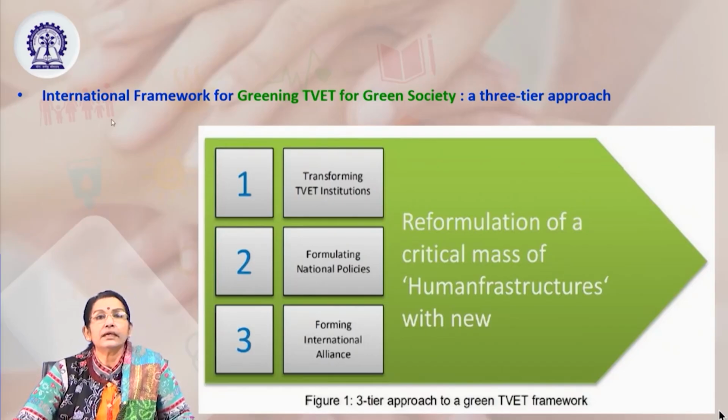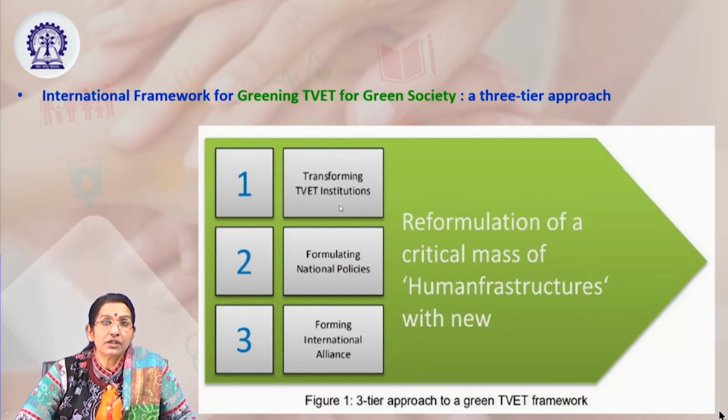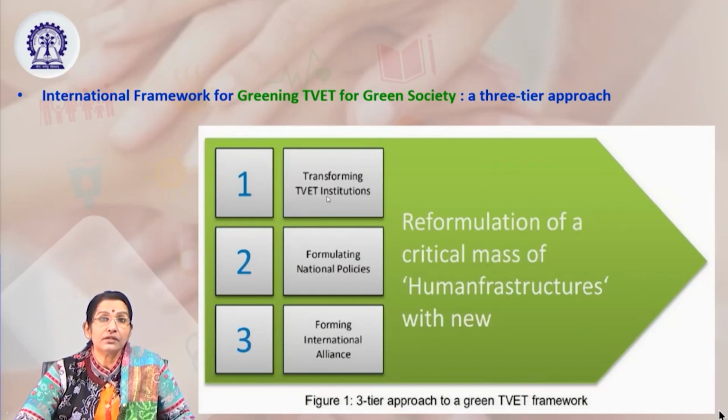They have adopted a 3-tier approach for the green TVET framework, that is reformulation of a critical mass of human infrastructure with a new approach. When we are talking about infrastructure, now it is human infrastructure. With the new approach, first is transforming the TVET institutions. We have to completely change and bring a 360-degree transformation to these TVET institutions.